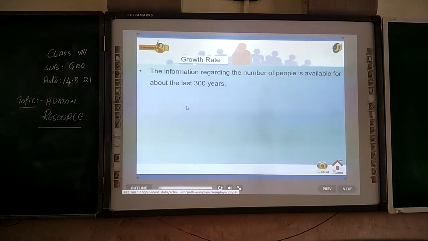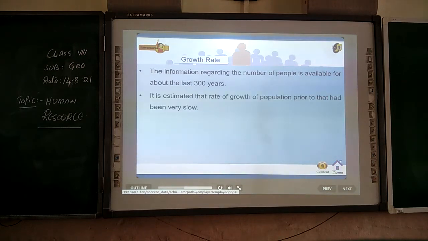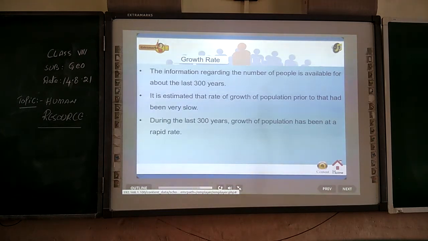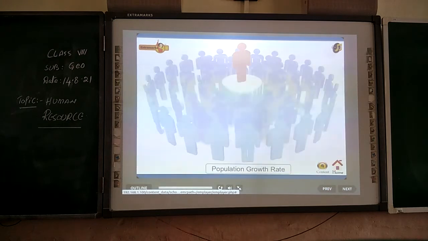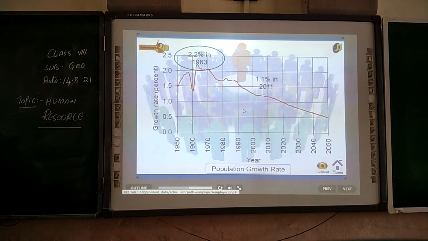Let us know about growth rate. The information regarding the number of people is available for about the last 300 years. It is estimated that the rate of growth of population prior to that had been very slow. During the last 300 years, growth of population has been at a rapid rate. The growth rate of population is the change of population expressed in percentage. Let us have a look at the graph showing population growth rate.